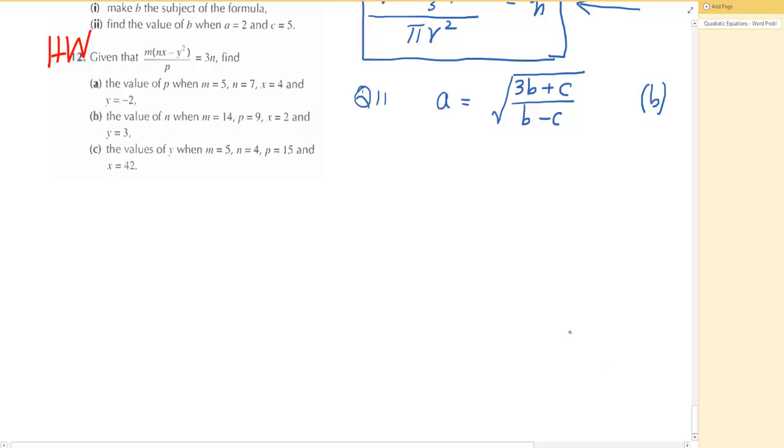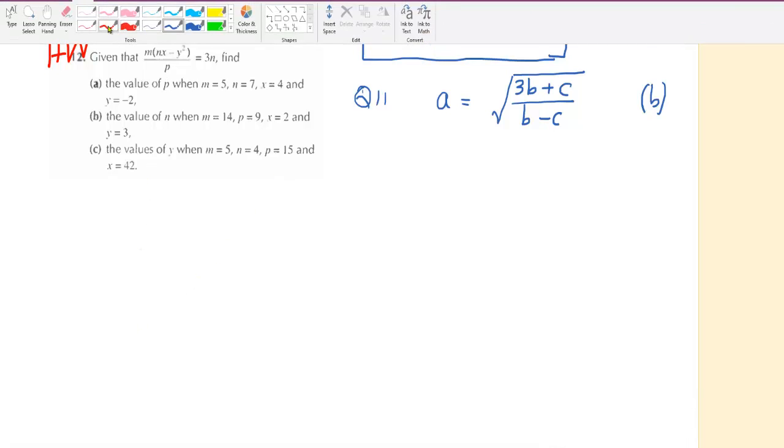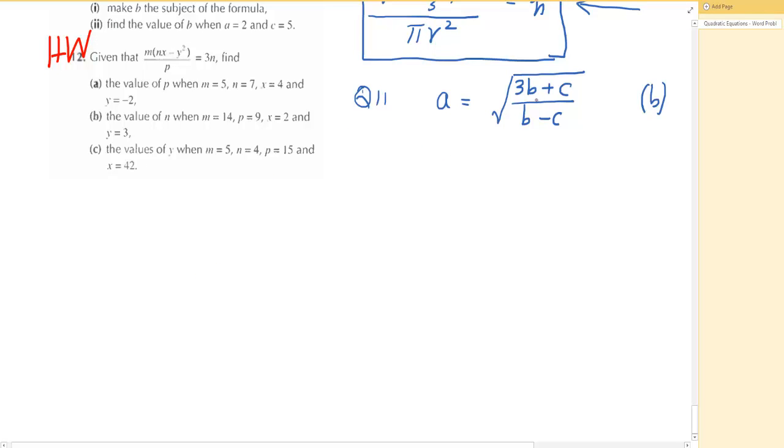We should take square on both sides. Yes, because the subject, which is b, is inside the square root, so we'll take square on both sides. Great. So it is a square. Square cancels with square root.